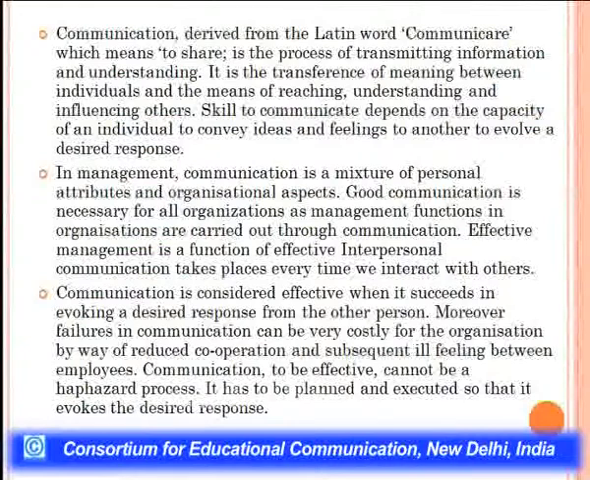Taking my presentation forward, let us now look at the basic concept of communication. Communication is derived from a Latin word, communicare, which means to share. It is a process of transmitting information and understanding. It is the transference of meaning between individuals, and the means of reaching, understanding and influencing others. The skill to communicate depends upon the capacity of an individual to convey ideas and feelings to another to evolve a desired response. In management, communication is a mixture of personal attributes and organizational aspects.